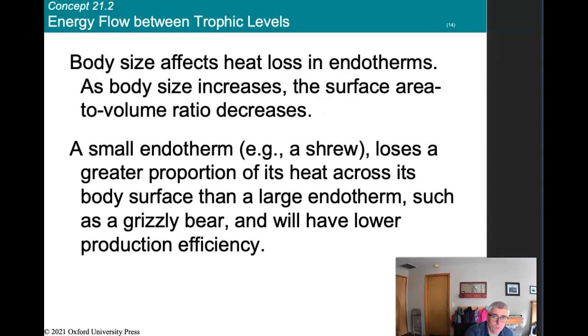We'll go back to this here. So body size affects heat loss in endotherms. As body size increases, the surface area to volume ratio decreases. So a small endotherm, e.g. a shrew, loses a greater proportion of its heat across its body surface than a large endotherm, such as a grizzly bear, which will have a lower production efficiency.